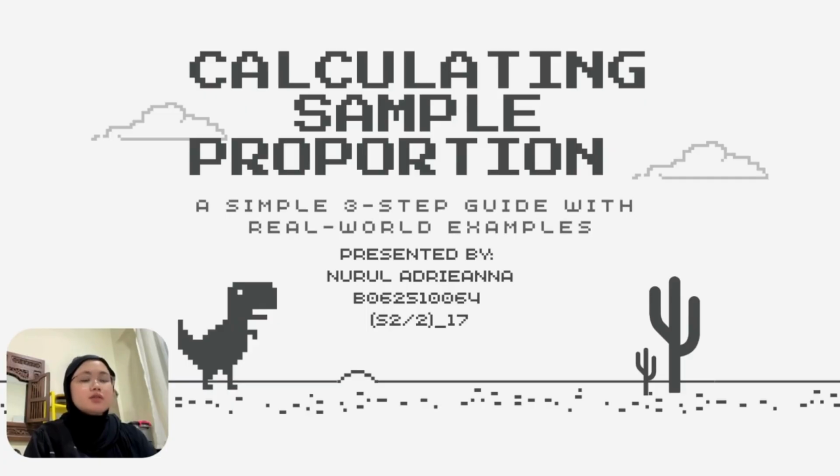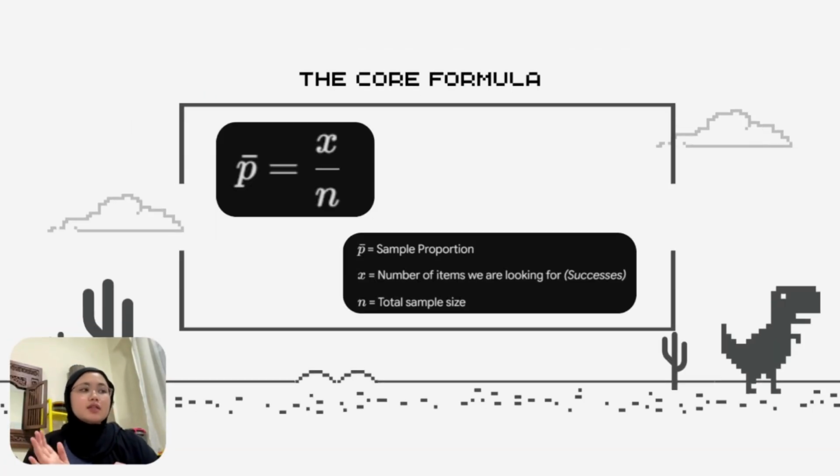So today I will present about how to find the sample proportion. Before I proceed to show you the example, the first thing that we need to know on how to find the sample proportion is the formula. Behind me, p hat stands for sample proportion, equal to the number of items that we are looking for, which is the successes, divided by n, which is shown as total sample size.